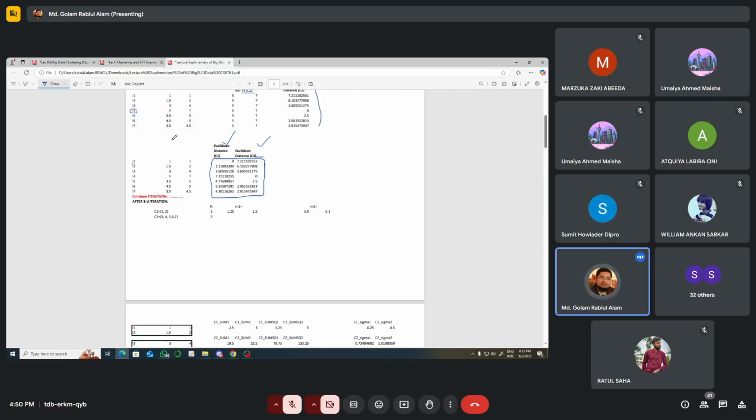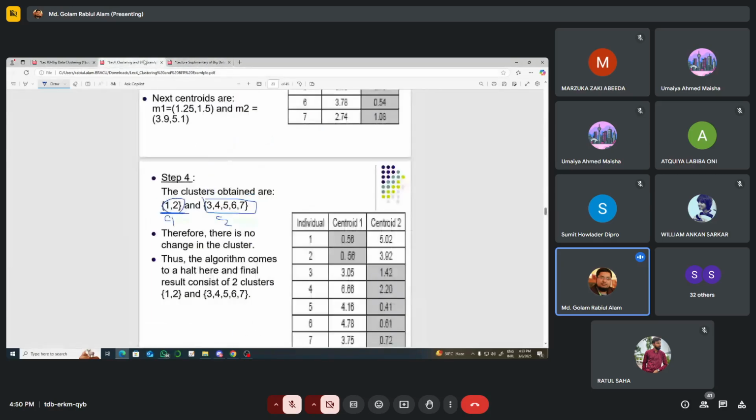But we need to continue here. So we continue iterations as we discussed in our last class. After the third iteration, we get individuals 1 and 2 in C1, cluster 1, and in C2 we get 3, 4, 5, 6, and 7. So here we can see individuals 1 and 2 in cluster 1, and 3, 4, 5, 6, and 7 in cluster 2.